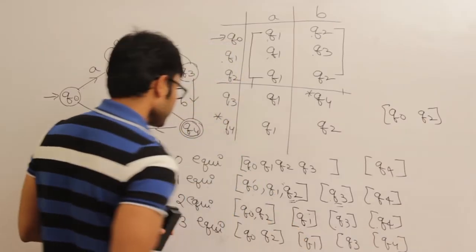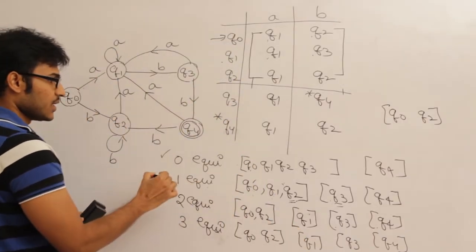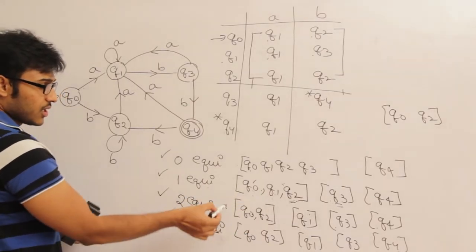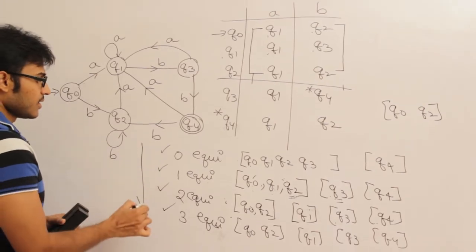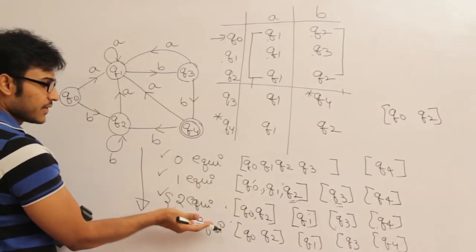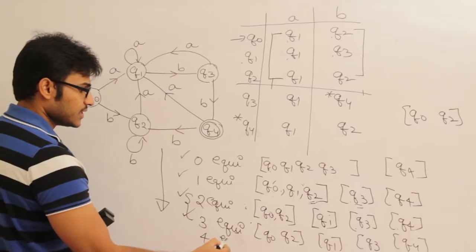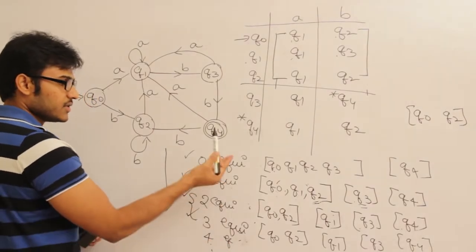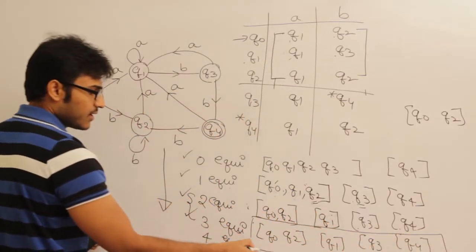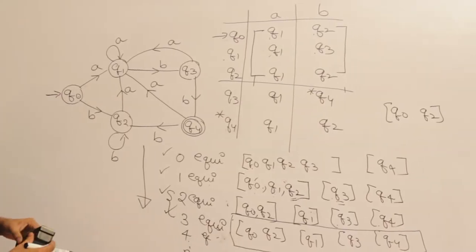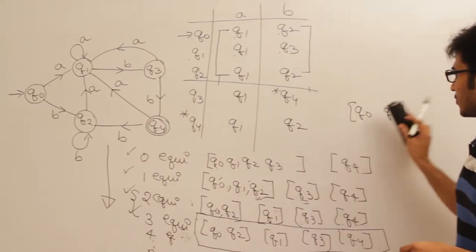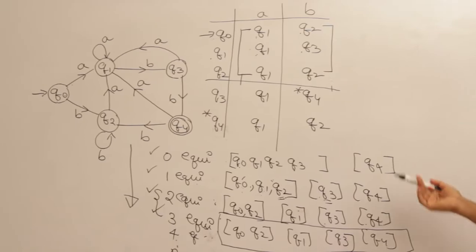Now check this: in 0 equivalent we got 2 groups, in 1 equivalent we got 3 groups, in 2 equivalent we got 4 groups, in 3 equivalent we got 4 groups, and all the groups are the same. So continue this method until nothing changes from one step to the next. Even if you go for 4 equivalent, or n equivalent, you will see the same thing, which means this is the final answer. So in the final DFA we should have only 4 states: Q0/Q2, Q1, Q3, Q4. Now let us draw the diagram and show what the DFA looks like.